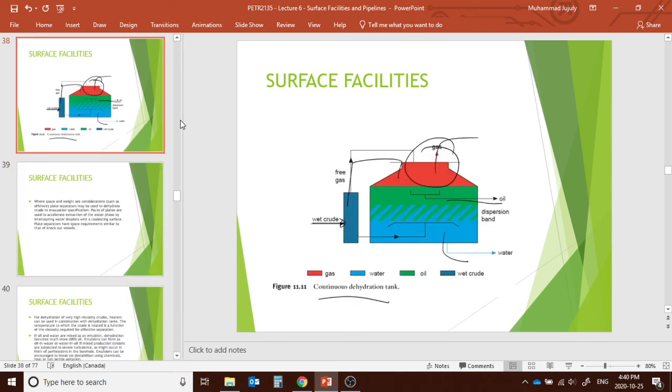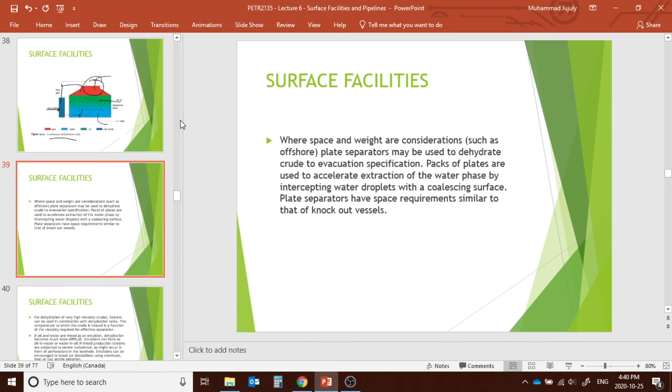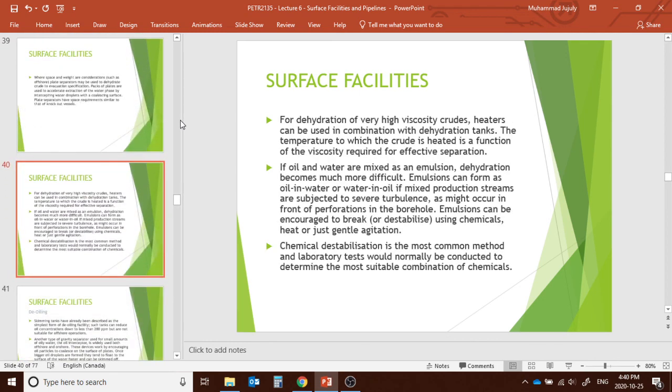So dehydration means removing water. But since space and weight are considerations, the plate separator may be used for the dehydration of the crude to meet the evacuation specification. That means based on the specification of the crude oil, we have to design or select which units or plates of the separators we actually choose.